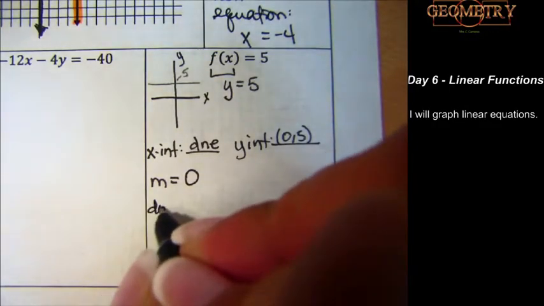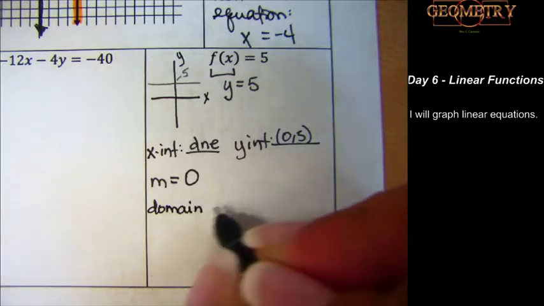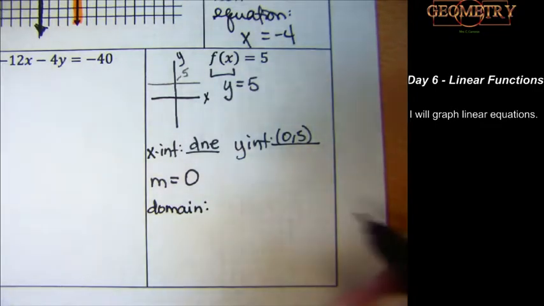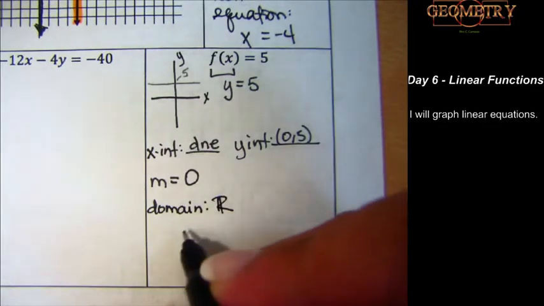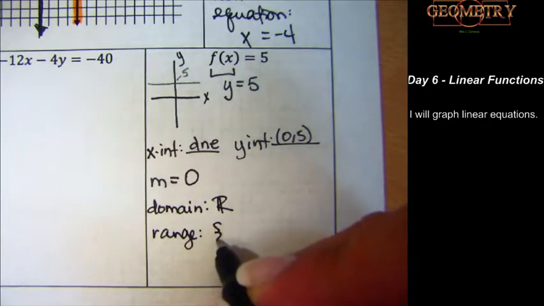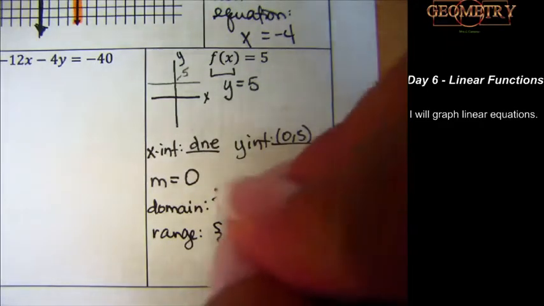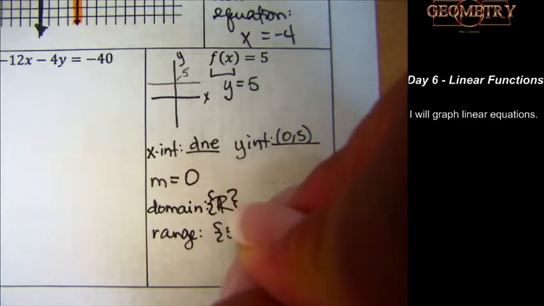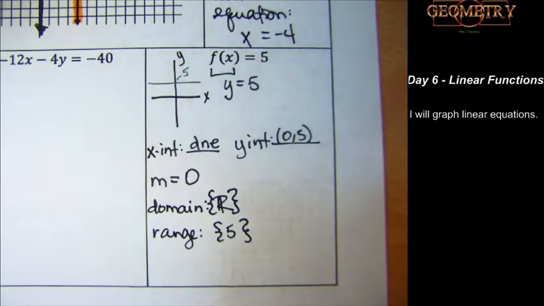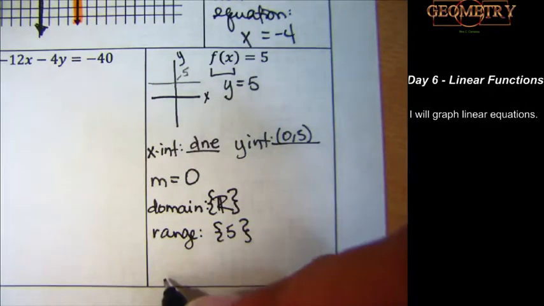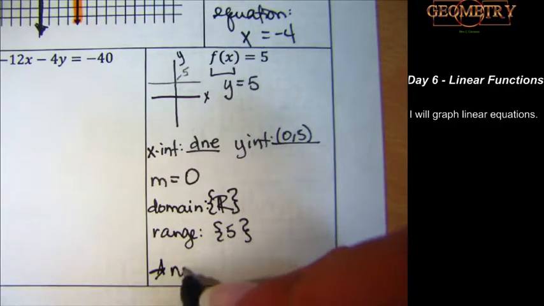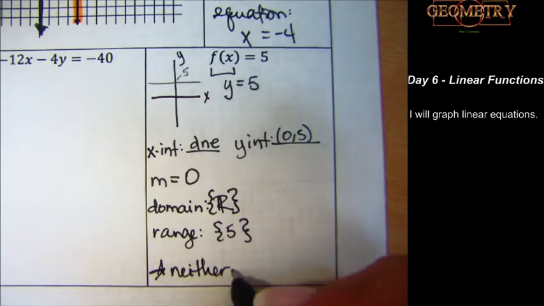All right, what's my domain? All real numbers. What is my range? 5. Just 5. Increasing or decreasing? Yeah, neither, because this thing is constant.